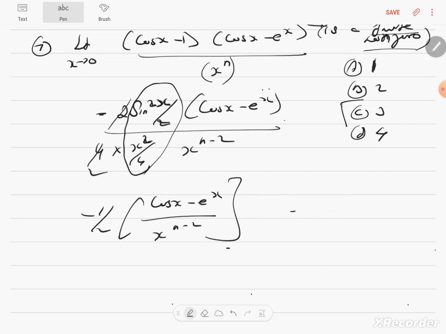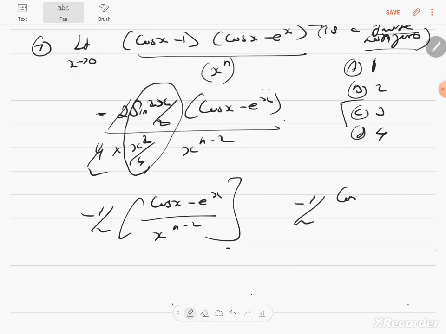If you put n as 2, minus 1 by 2 into cos x minus e to the power x by x to the power 0, which is x, and again limit x tends to 0, which will make it infinity format, and so therefore this is also incorrect. Let's put n is equal to 3.